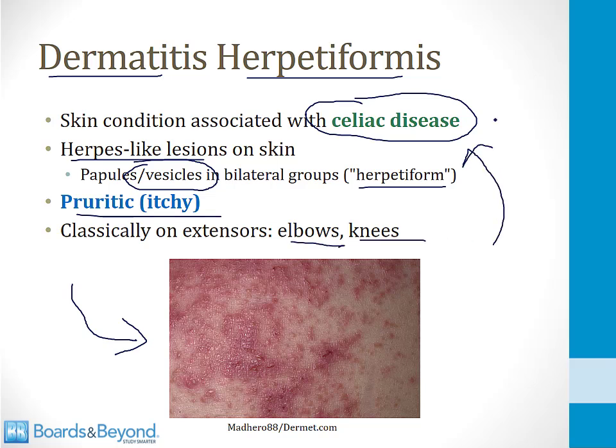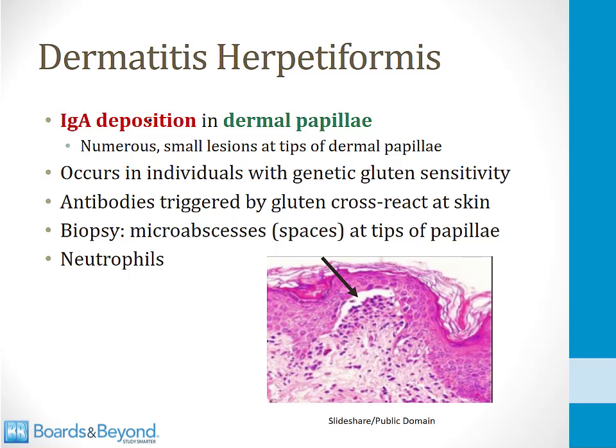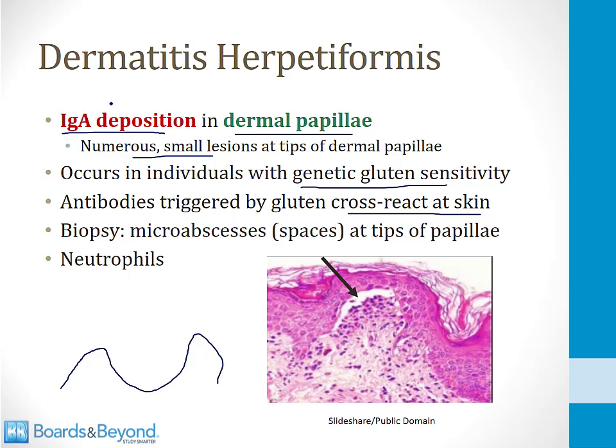The cause of dermatitis herpetiformis is IgA deposition in the dermal papillae. So the dermis layer of the skin has these little finger-like projections. They are called papillae. IgA deposits at the tips of those papillae, and that's what leads to dermatitis herpetiformis. There are numerous small lesions that are found at the tips of the dermal papillae. As I said before, this occurs in individuals with celiac disease and genetic gluten sensitivity. What is believed to occur is that antibodies triggered by gluten cross-react at the skin, and that leads to the IgA deposition in the dermal papillae.